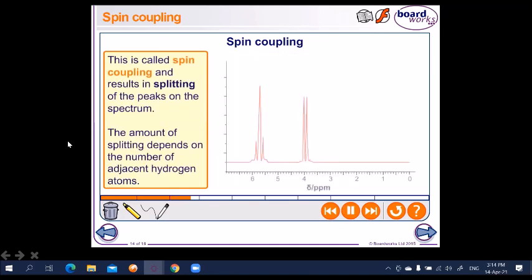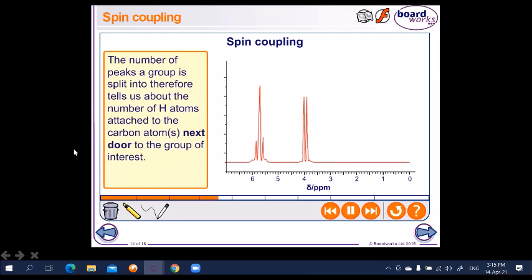This is called spin coupling and results in splitting of the peaks on the spectrum. So the multiple jagged pointy things coming out of each chemical environment. And the amount of splitting depends on the number of adjacent or nearby hydrogen atoms. That word adjacent might be a little confusing for the HL students, but we'll get plenty of practice with that one, okay?